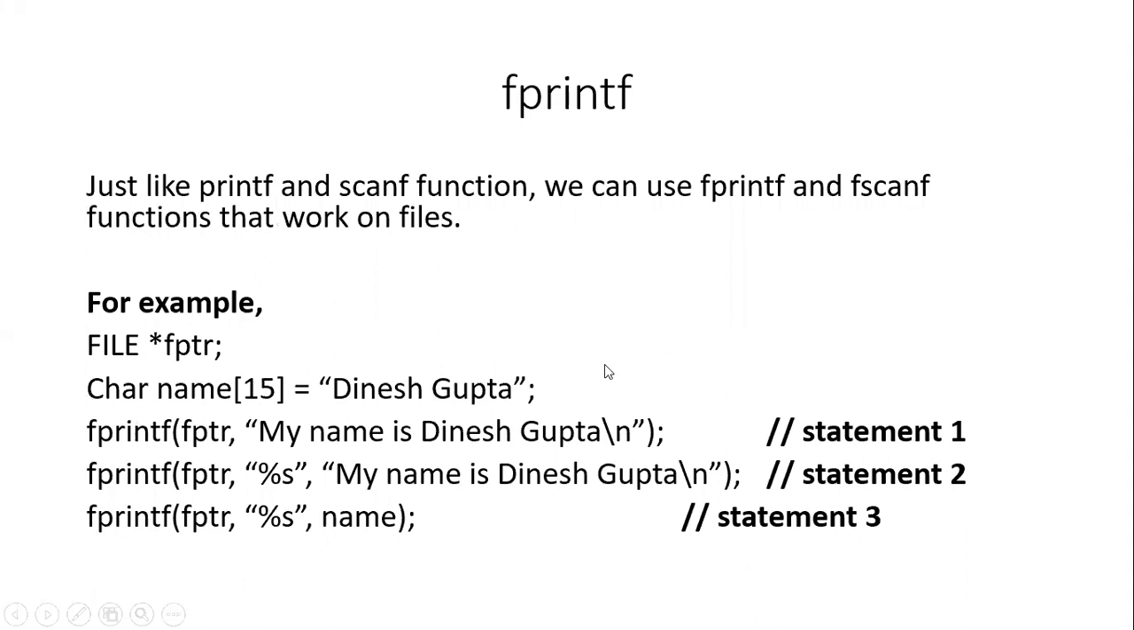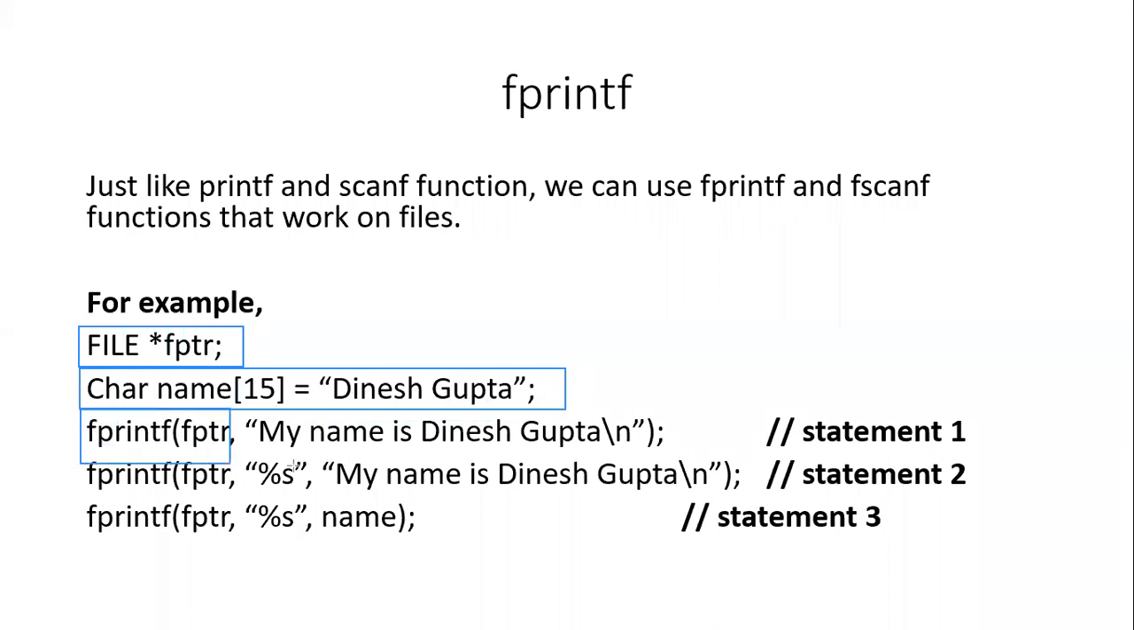So fprintf. Fprintf is used to write the certain objects into a file or the variables into a file. So let's have a look at the example. This line is used to create a pointer of the file data type. Now here you can see we have created a character array name and the value of the character array name is Dinesh Gupta. Now please have a look at the statements given below, how we can use the fprintf function to add the content into the file.